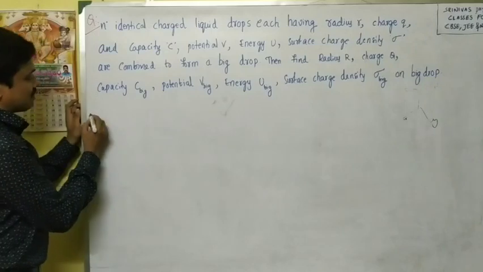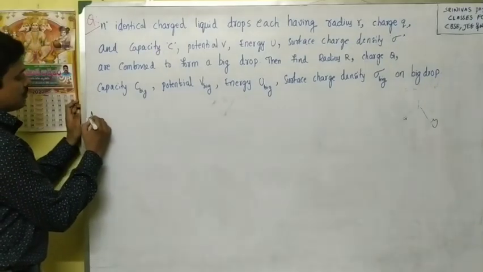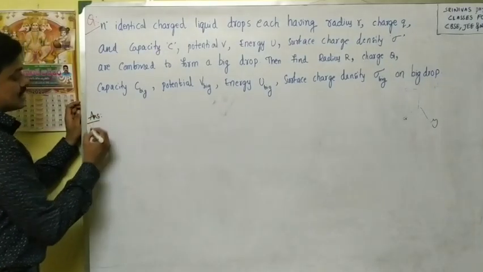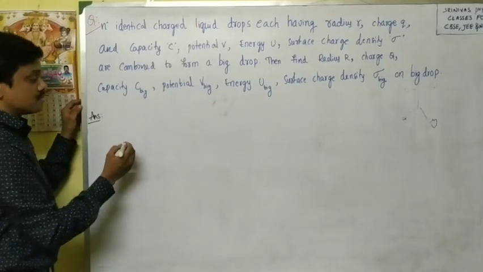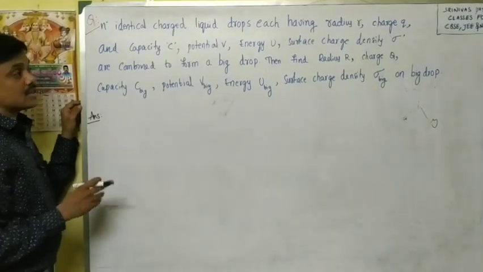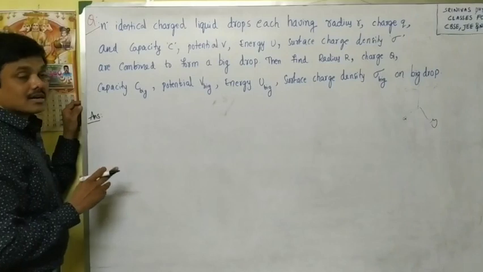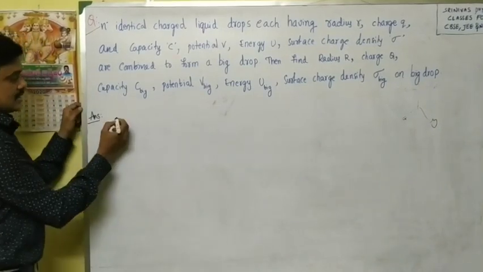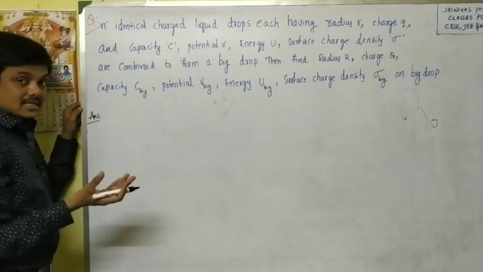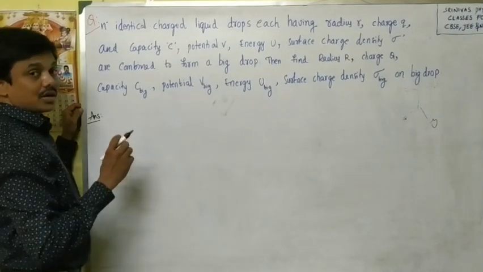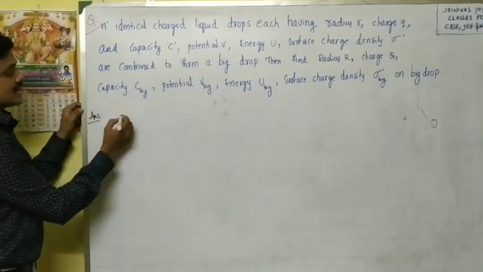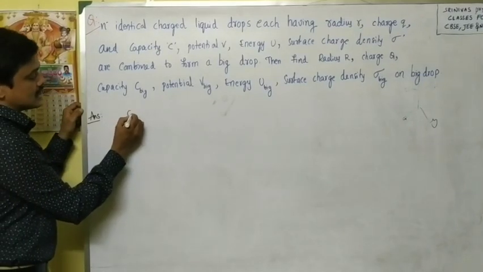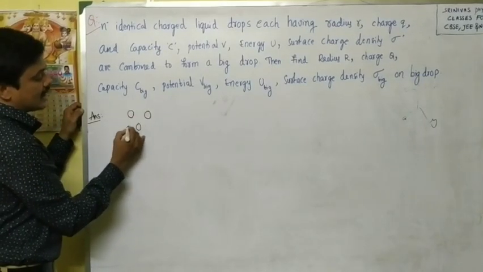It was very simple, right? Before going to that, I am going to write the answer for this. It was very simple, and in competitive exams they may ask a question based on this. Either in CBSE or in a competitive exam there is a chance to get a question from this. Here there are n identical drops.